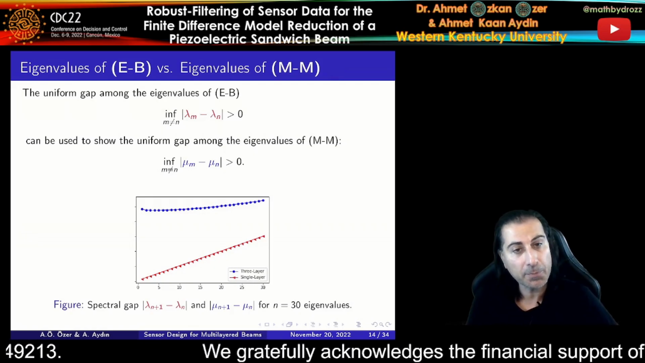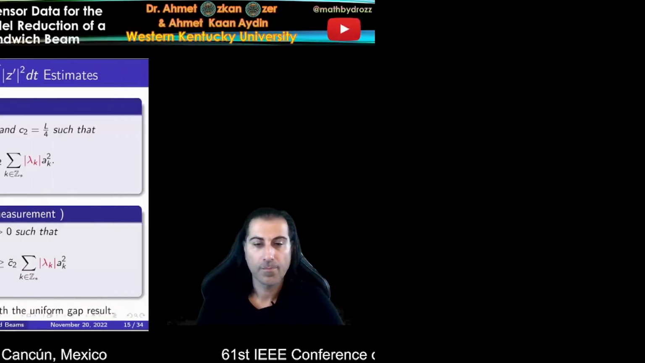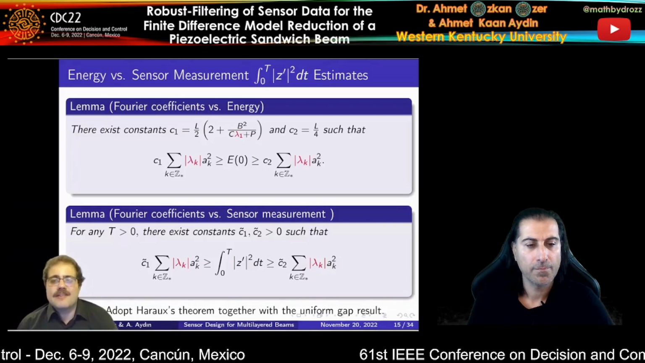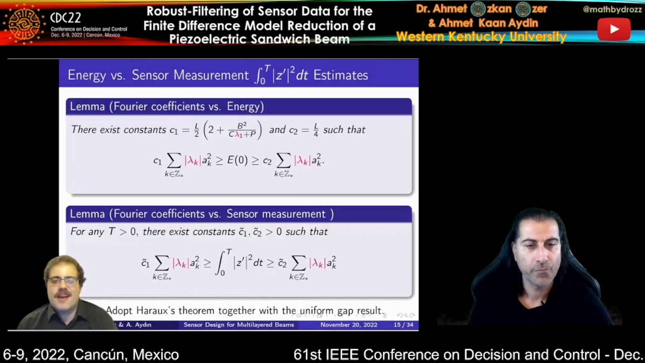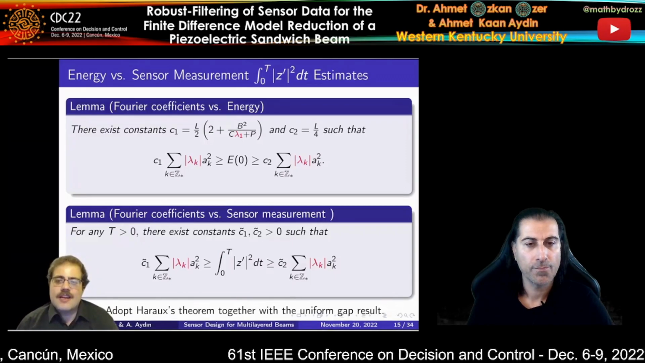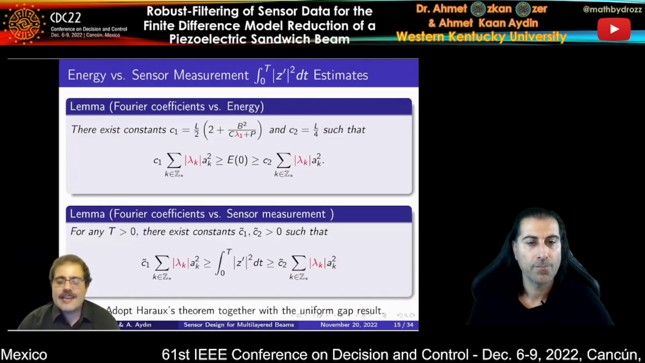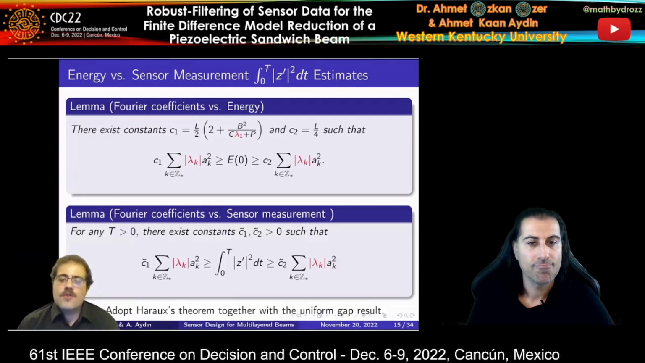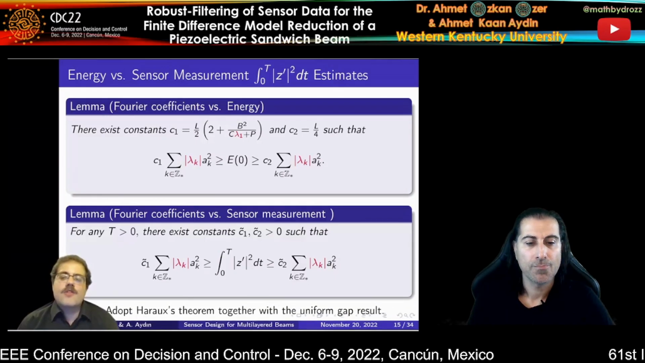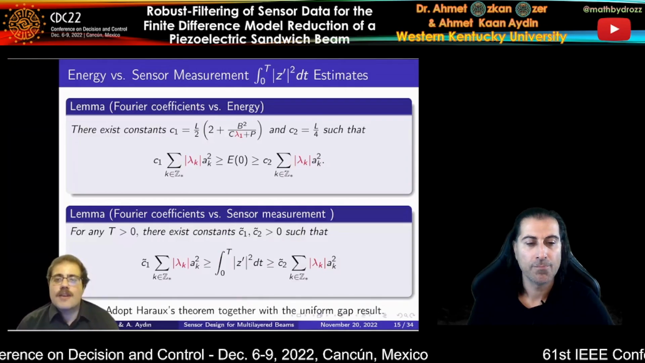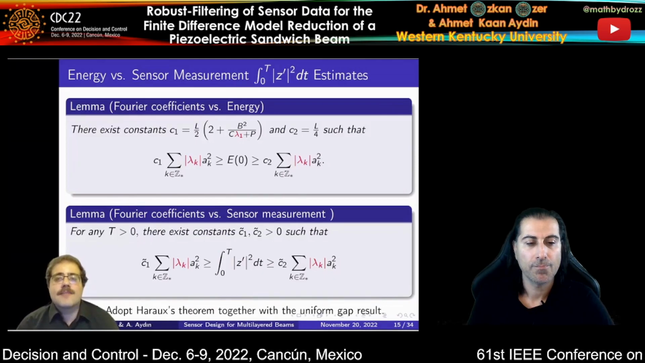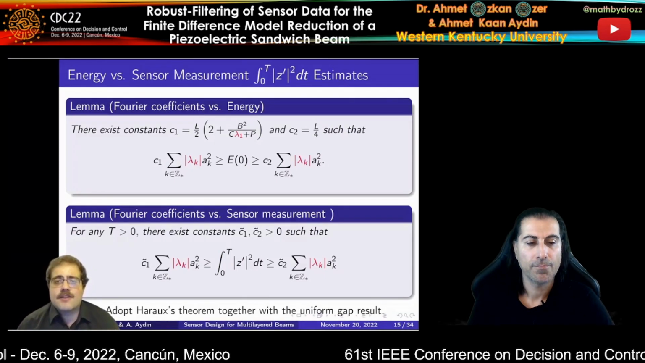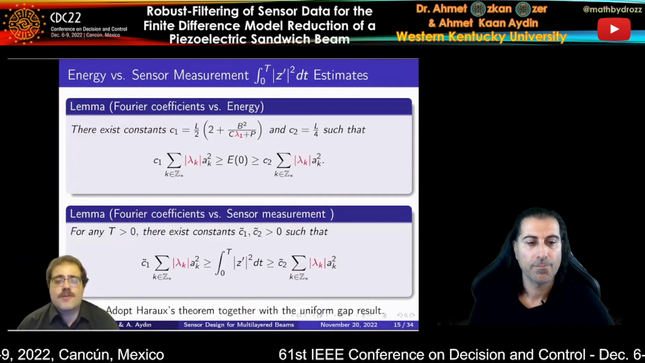So the whole proof in the paper is based on this idea. As I mentioned before, we know the eigenpairs of the system explicitly. By using these eigenpairs, we can represent the solution of the system as well. And if we substitute this solution into the energy, we get a good estimation in terms of the eigenvalues and the Fourier coefficients. For the boundary sensor measurement, we use a theorem known as Hörmander's theorem with the uniform gap result. By using this, we can find a similar estimation for the sensor measurement as well, in terms of the eigenvalues and the Fourier coefficients. So since we have the same estimation for both terms, this implies the exact observability inequality.